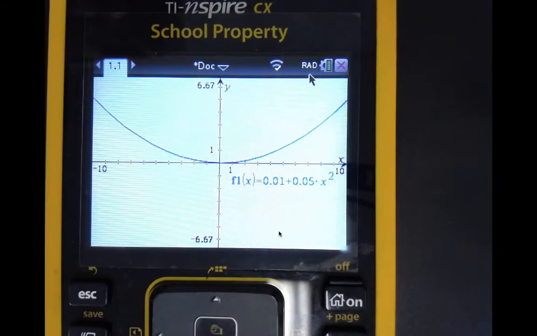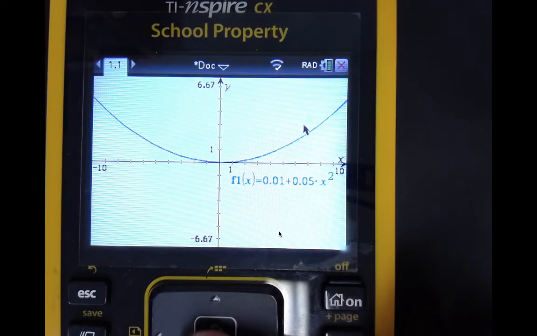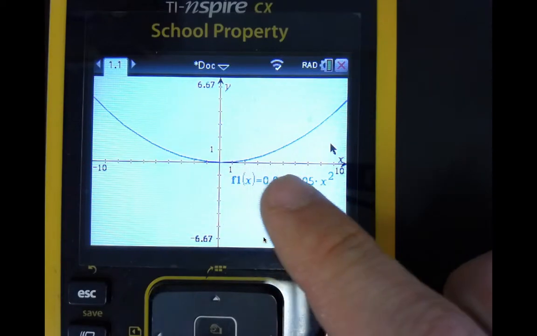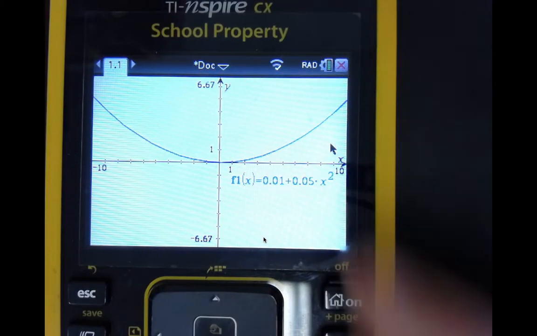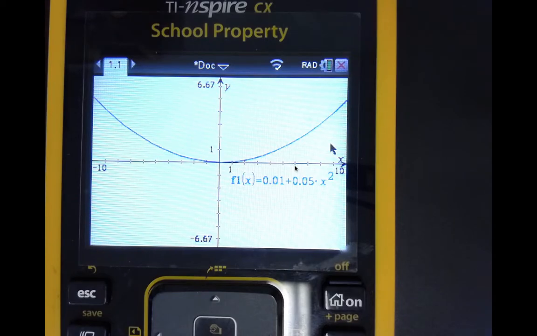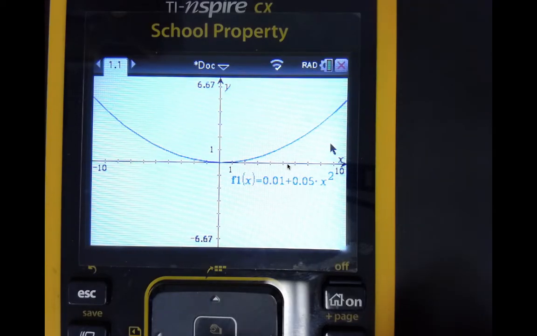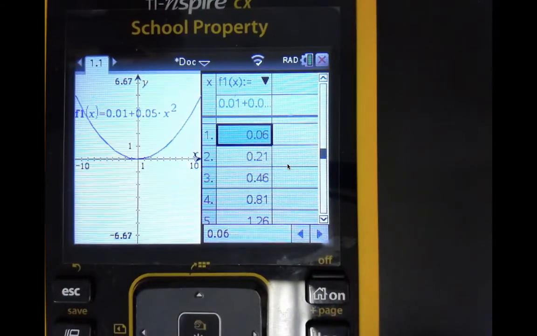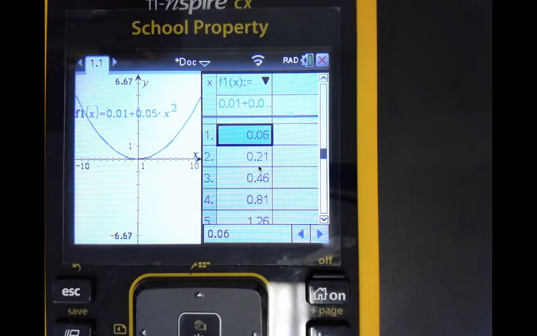Now this is great and all, right? It's a table. It's a graph. I've got a curvy thing. I see an x squared, so that makes sense. It should be quadratic. But this only goes up to 10 weeks. Plan A goes all the way till 60 weeks. Well, that's no good. What I need to do here then is hit my Control T to get my table of values so I can compare it.